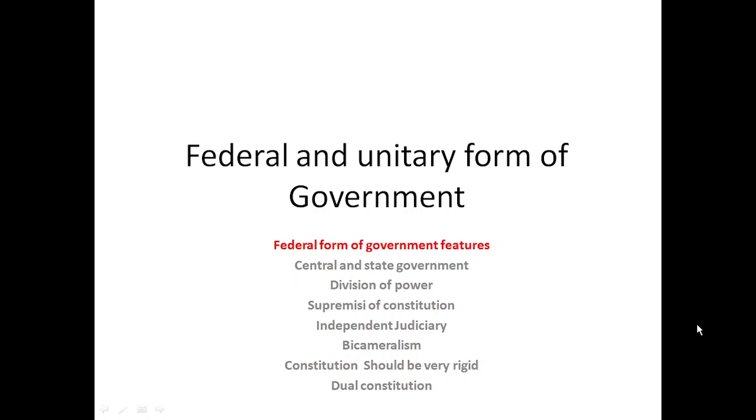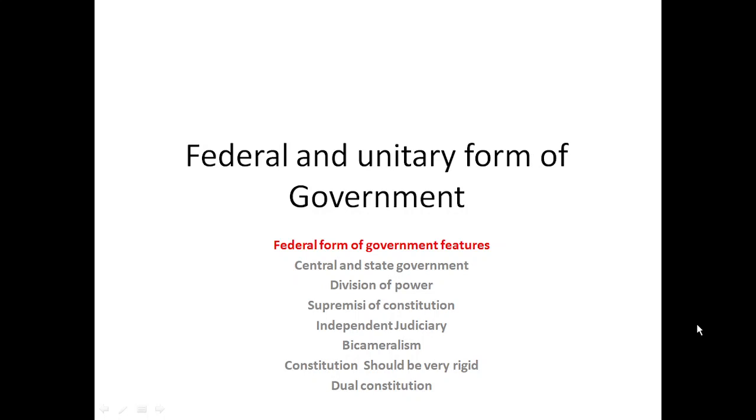It provides for two houses, one representing the people of India, the other representing the states of India. Through bicameralism, we can ensure the states participate in the lawmaking process. The constitution should be very rigid. You cannot change the constitution by simple majority. You will need a majority greater than the simple majority to change a constitution. You cannot effect change in the constitution easily.